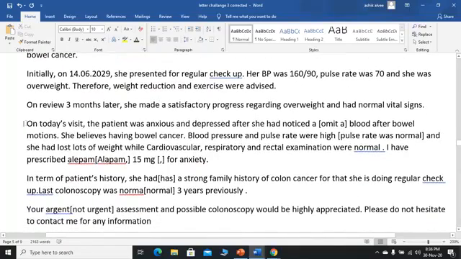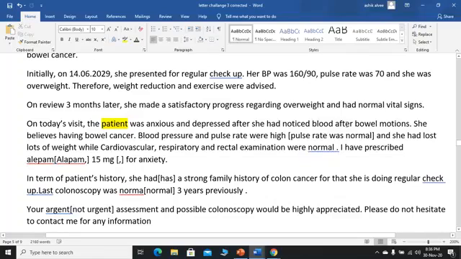Okay. "On today's visit, the patient", again the word patient has been used. It shouldn't be. The word patient should never be used in your letter. "Was anxious and depressed after she had noticed a blood." There is no article before blood, so you omit this a. She noticed blood after bowel motions. She believes she has bowel cancer. Okay. "Blood pressure and pulse rate were high." The pulse rate was within normal limit. It was below 100, I believe. So pulse rate was normal. So it is a misinterpretation of the case note.